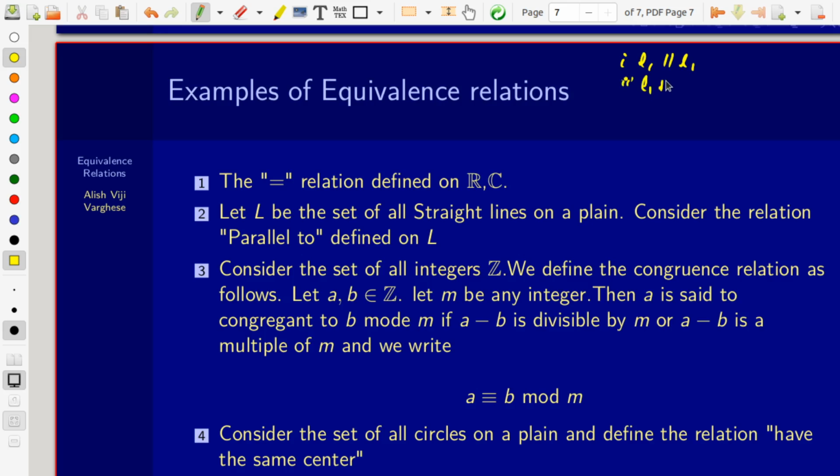Then the second one, it is symmetric. L1 is parallel to L2. That means L2 is parallel to L1. And the third property is the transitive property. L1 parallel to L2, L2 parallel to L3. That means L1 parallel to L3. So the transitive property is there. So we have all the three properties satisfied here, and it forms an equivalence relation.